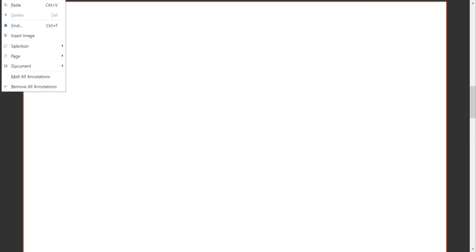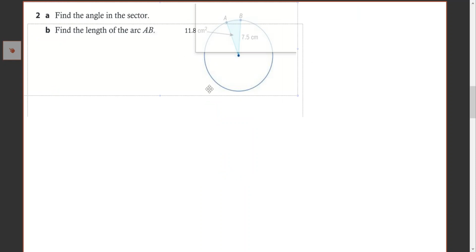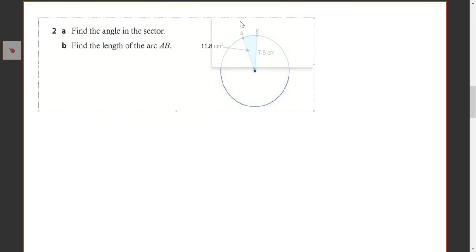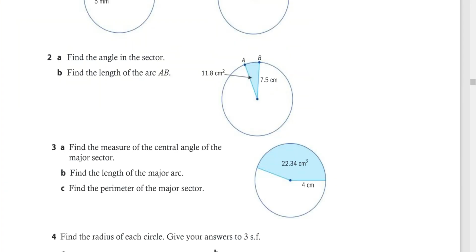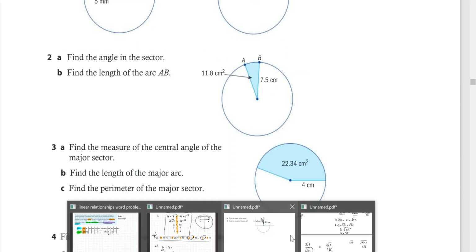Okay. Let's do that. So you're being asked to find, you know the question, right? So A and B, this is 11.8 square centimetres, that's the area of the sector. What does that say? Can you read that real quick? 7.5 centimetres. Right, find the arc length AB. Is that all the information I have? Find the angle in the sector, then find the arc length. Okay. Right.